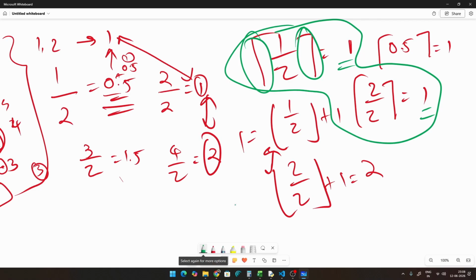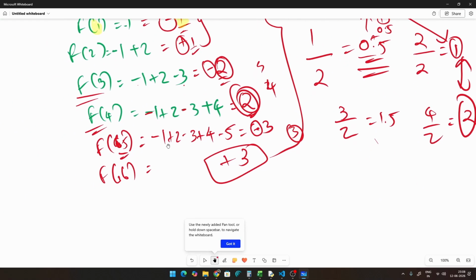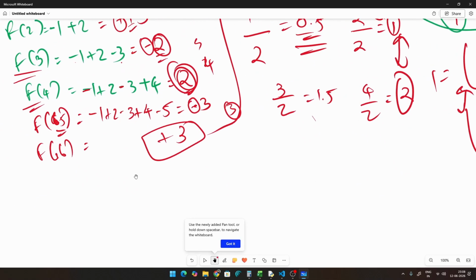Now from this point, it's very simple. If it's an odd number, just put a minus. If it's an even number, just put a plus. Let's work this out for one more example, and then we'll do 5 and 6. The reason I'm explaining this at length is so that you understand how we're approaching this problem. If you have any questions, let me know down in the comments.